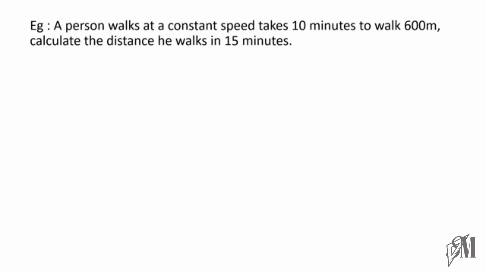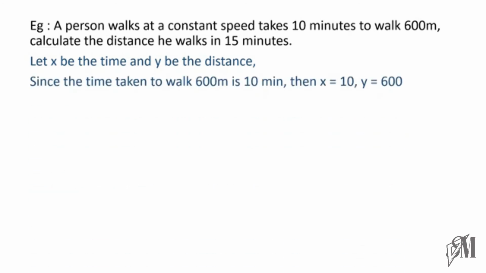Using this knowledge, we are going to do a question like this. It is the same question, the same previous question. So here, first of all, we have to decide what is x and what is y, because in the algebraic method there is an x and y. The two quantities must be decided. So let me take x as the time and y as the distance. Accordingly, the time taken to walk 600 meters is 10 minutes. In that case, x is equal to 10, y is equal to 600. Then our equation is y is equal to kx.